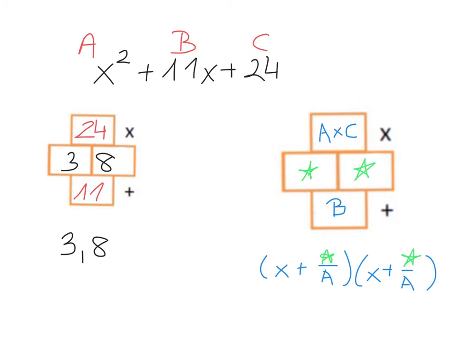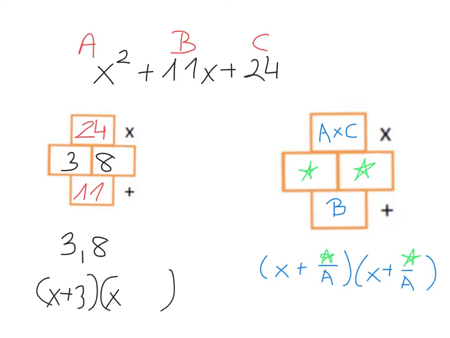Now we need to write down two back-to-back brackets. x goes first. Now, how does it work? These stars are the numbers we're looking for. So here we have 3 and 8. Now we need to put it over a when filling in the brackets. 3 over a, that's 1. Perfect.